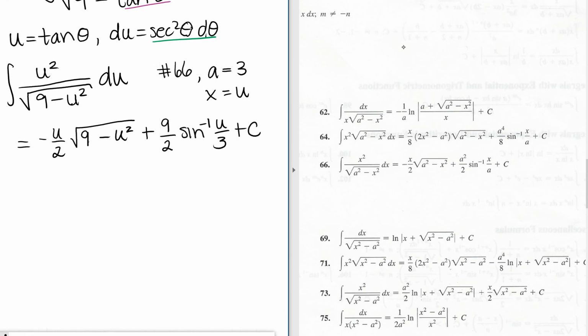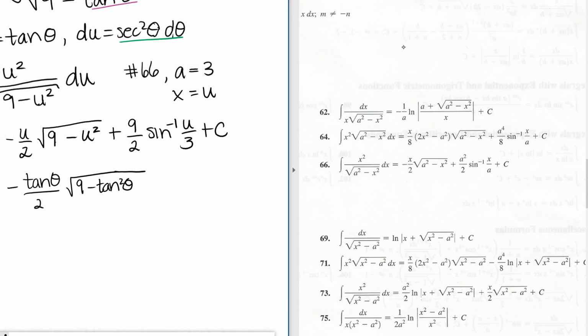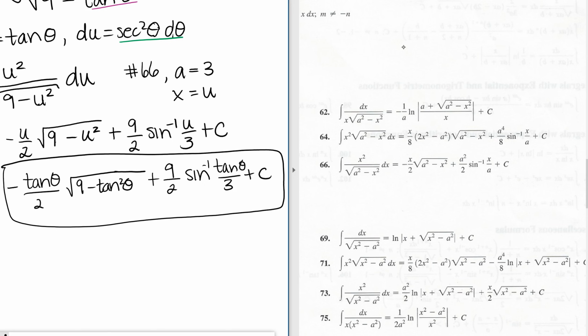All right, and then finally, what is my u? My u in this case is tangent of theta. But you know what? You kind of get over that as you get older. So I'm going to have negative tangent theta over 2 times the square root of 9 minus tangent squared theta. You don't get over the joy of math, of course, but you get over making mistakes. And then plus 9 halves or 4.5, whatever you want to do there, but I'd prefer probably a fraction, sine inverse of the tangent of theta all over 3 plus c. Wow. Aren't you glad that some of these we don't have to do by hand? I know I am. I'm thankful for the table of integrals.